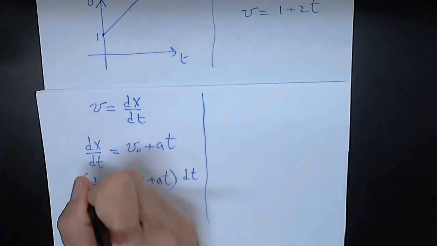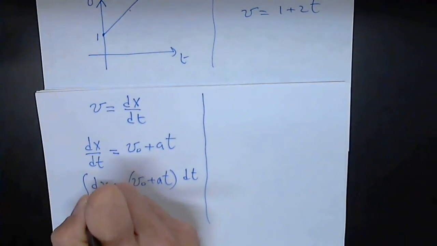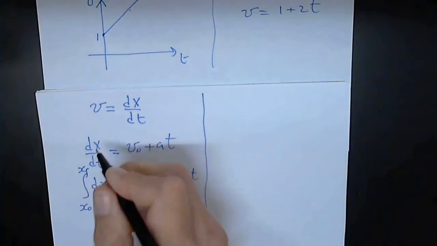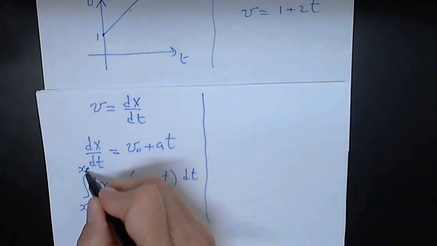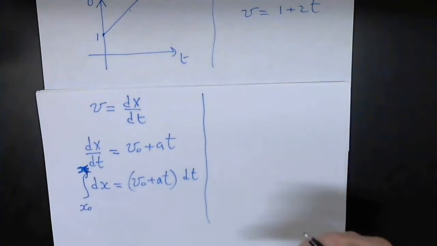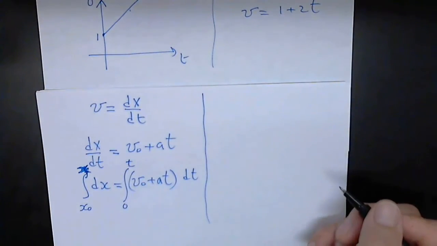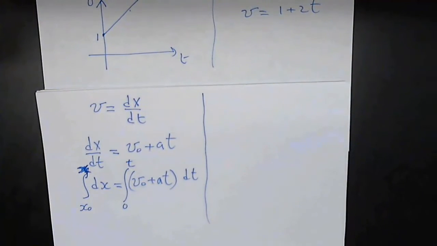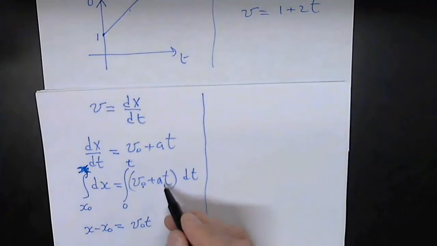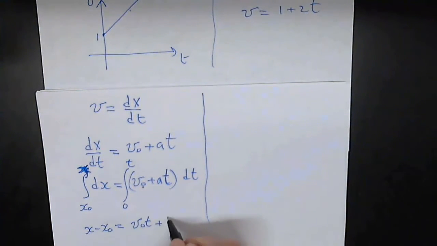And do the same process. We integrate from initial position to final position. Sometimes I don't put f for final, I just put x, it is understood. And here you integrate from 0 to t. You integrate on both sides of the equation. So here is x minus x naught. The integral of a constant is vt. And the integral of at is 1/2 at squared.